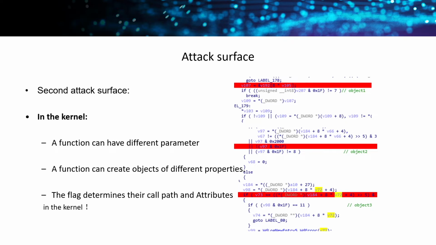In the kernel, a function can have different parameters. A function can create objects with different flags. The flag determines their call paths and attributes in the kernel. The figure on the right shows this model. Object 2 and object 3 are the same object with different flags and referenced in the same functions. So this object can have different object marks in the kernel.